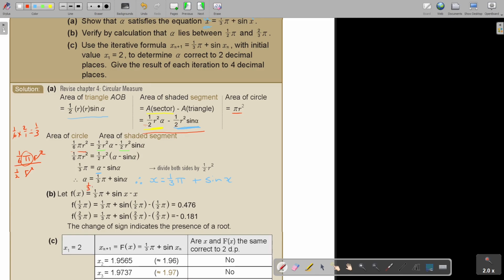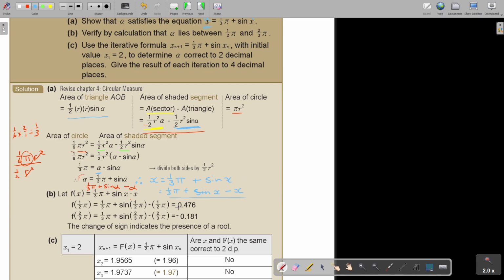I could have just said 1 over 3 pi plus sin alpha minus alpha. Please remember what we always did. We bring this one over. Okay, are you with me? And now if it's in terms of x, it's just going to be 1 over 3 pi plus sin x minus x. Okay, so can you recall? We always took this over. So now I substitute this in.